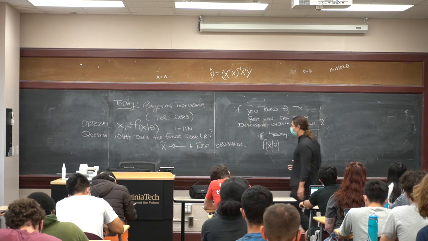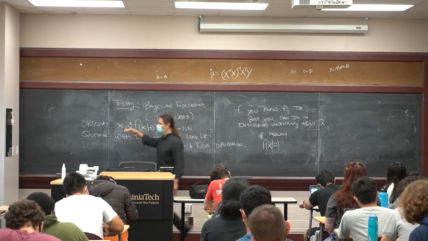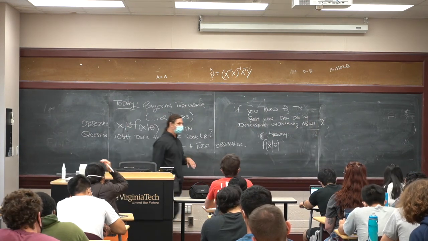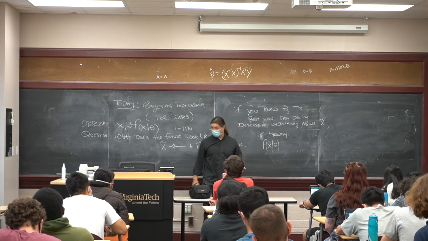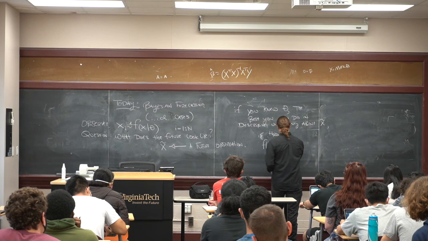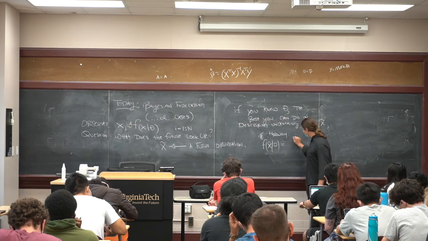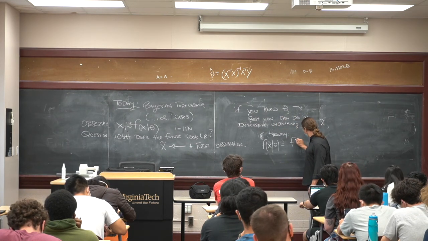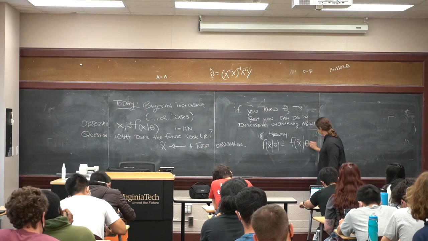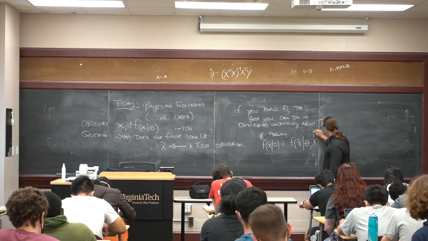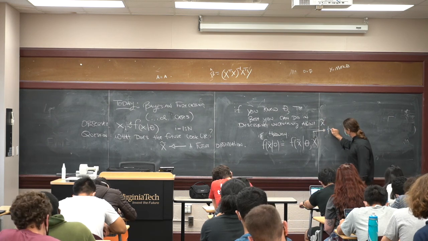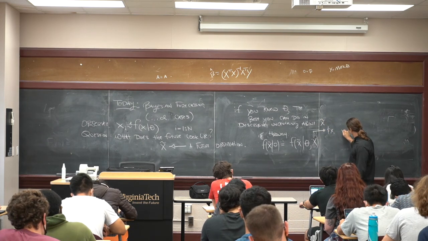It's IID from everything else, so everything is conditionally independent. But keep in mind that conditional independence comes through theta. So this is equal to, if you knew theta, f of x tilde given theta and x, where x right here is just my collection of data points, x1 to xn.